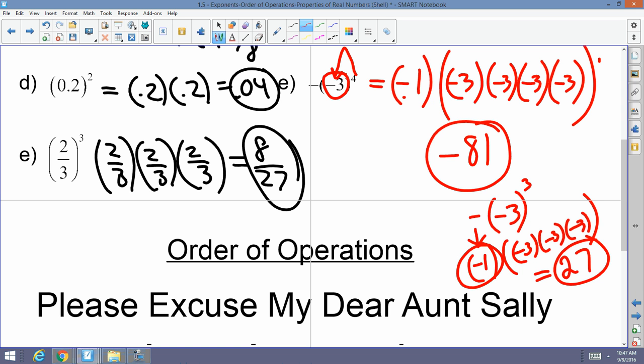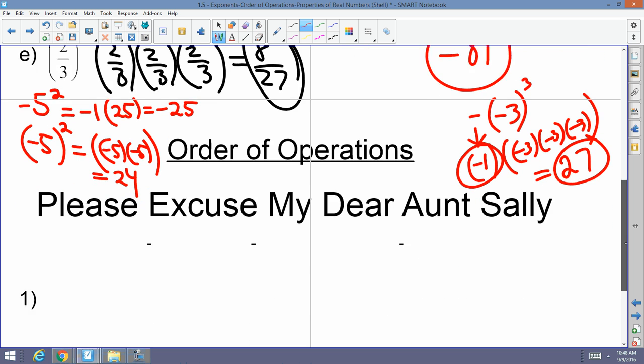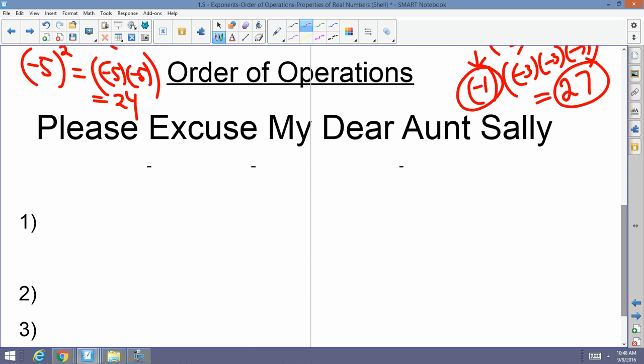So, last thing. I don't want to bore you. Negative 5 squared would be what? Negative 25, because it's a negative 1 times 5 squared, which is 25, which is negative 25. Negative 5 in parentheses squared would equal positive 25, because it's negative 5 times negative 5. Do you see the difference, my brothers? Thank you, gentlemen. Order of operations. If you don't know exponents, you can't use order of operations.